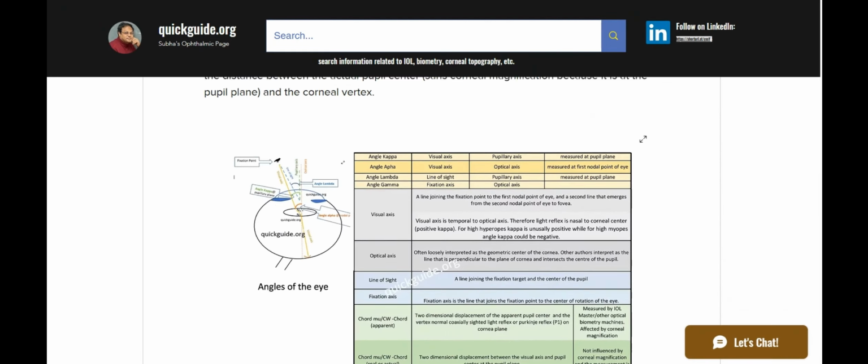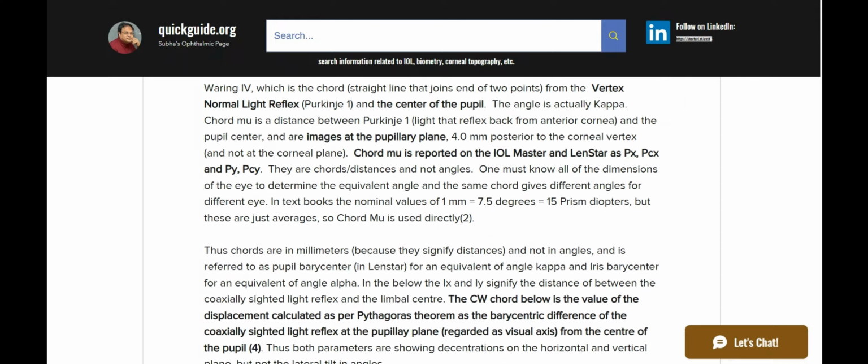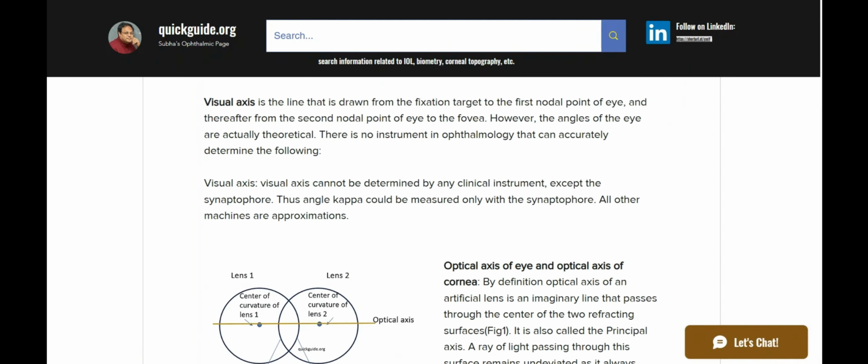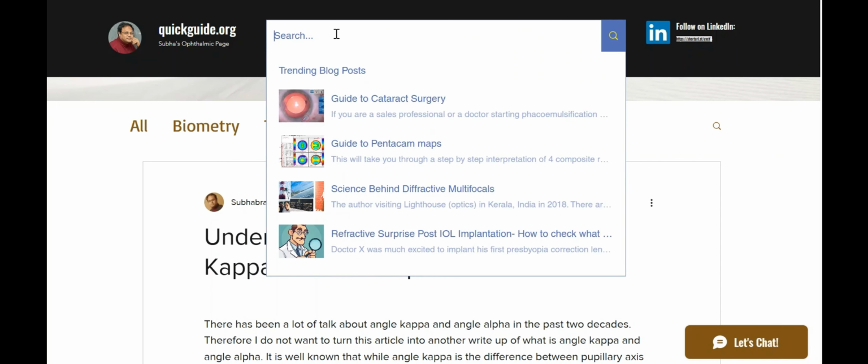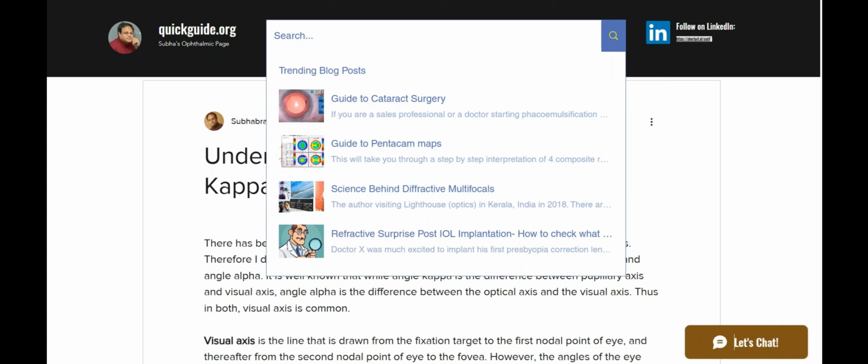I hope you will find this really interesting, and this you will find under the optics section in this article. If you go into the optics section and then go into this article, you will find this chart over here. Alternatively, you can always use the search button and type angle kappa, angle alpha, right? I hope you find this helpful and interesting.